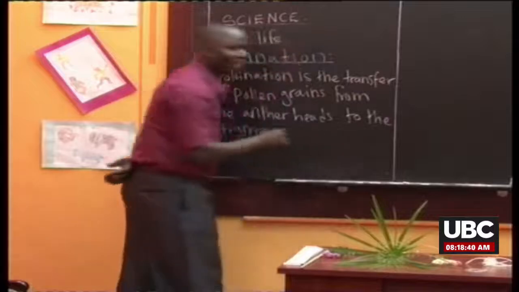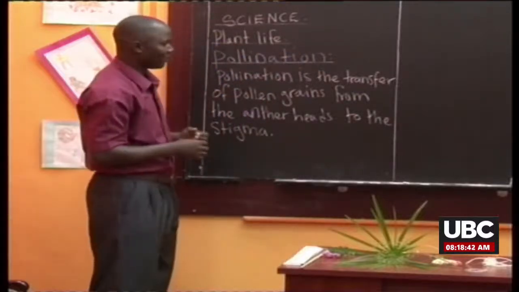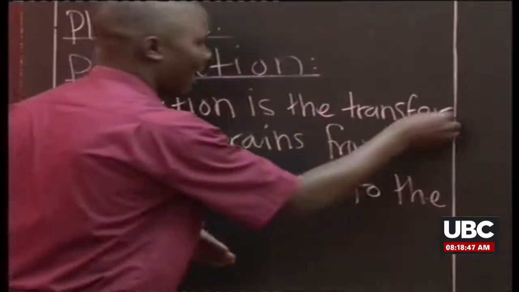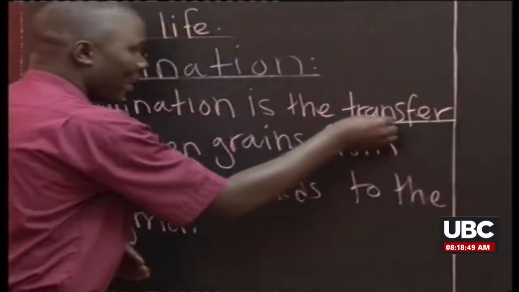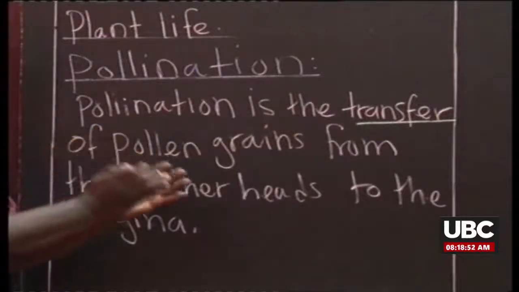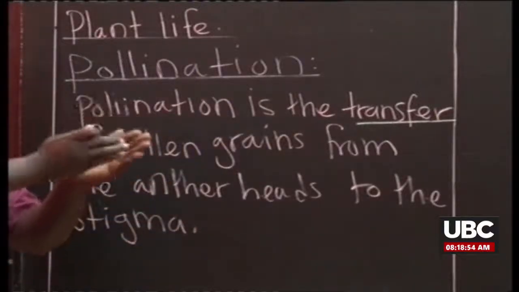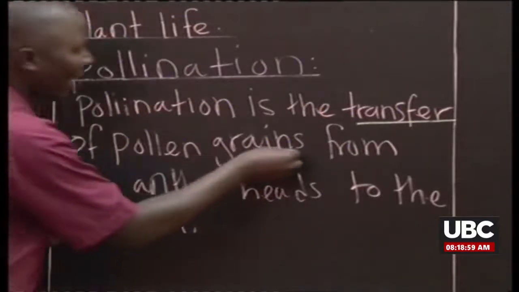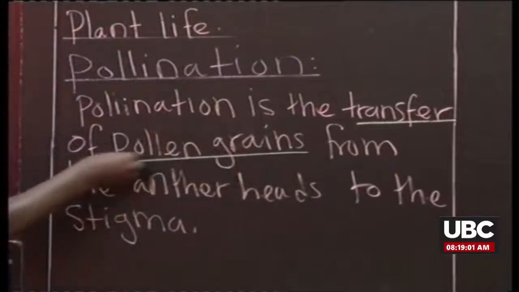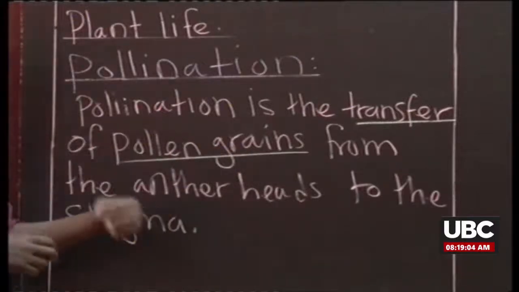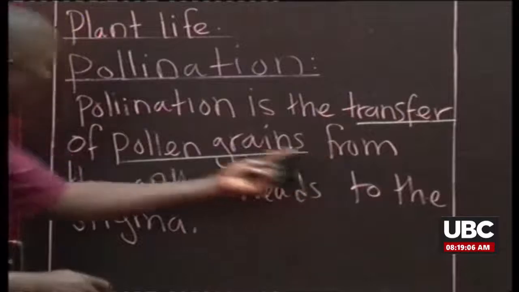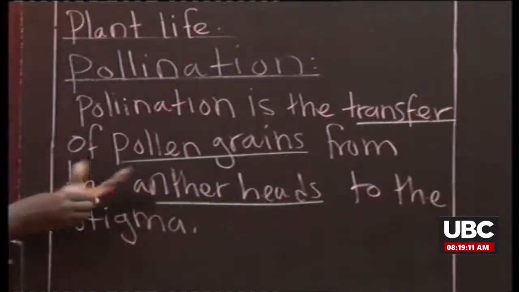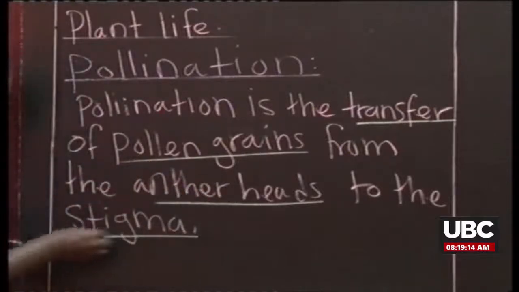We need to understand our word, pollination, thoroughly. Pollination is the transfer. We are looking at the word transfer, moving from one place to another. But what is moving? It is pollen grains. Where are they coming from? From the anther heads to the stigma.